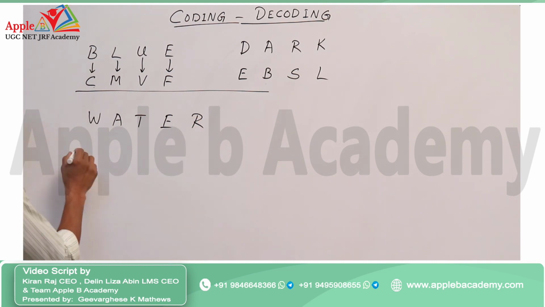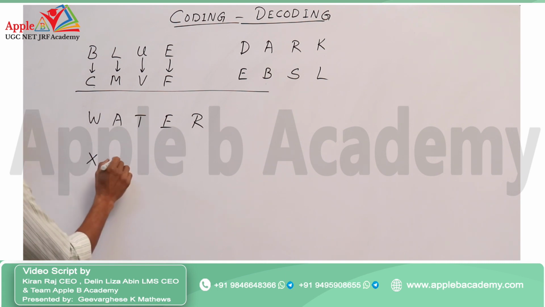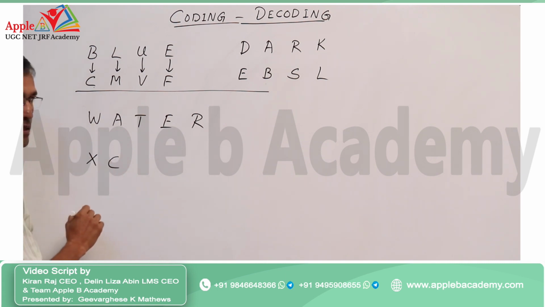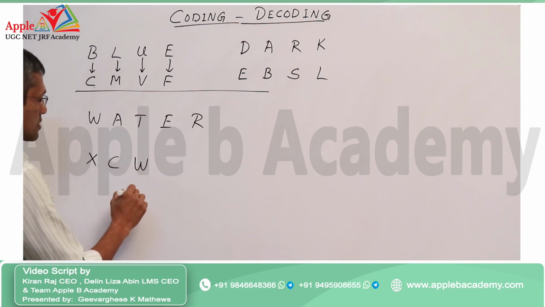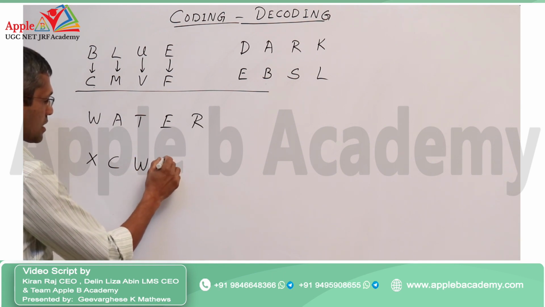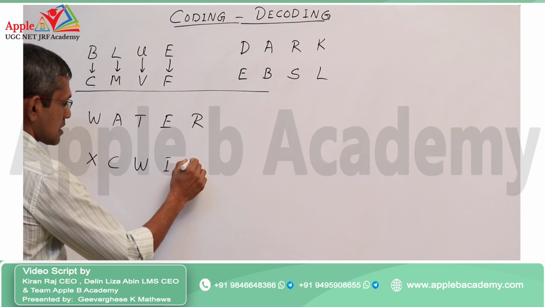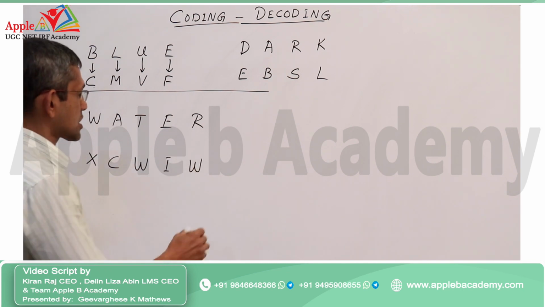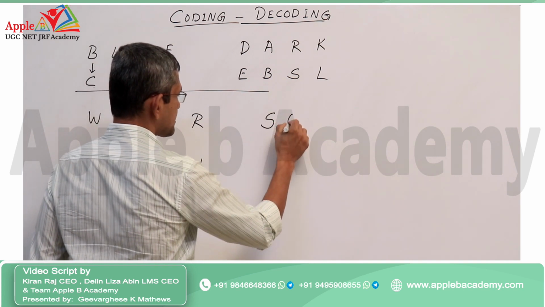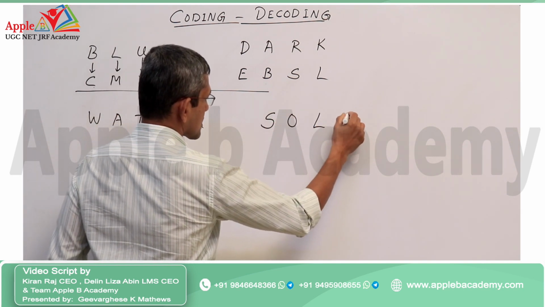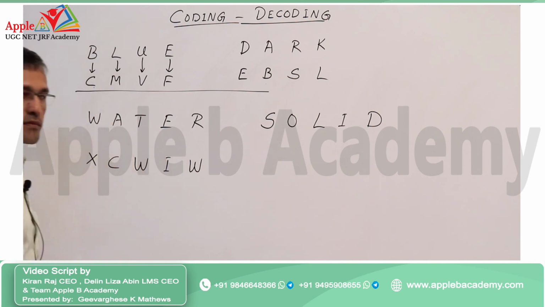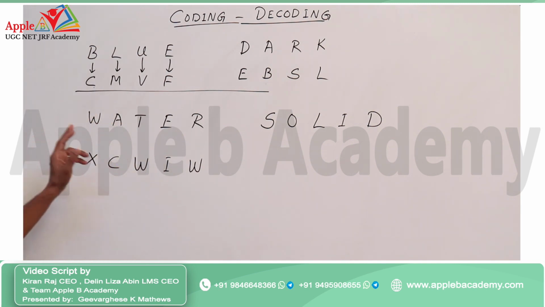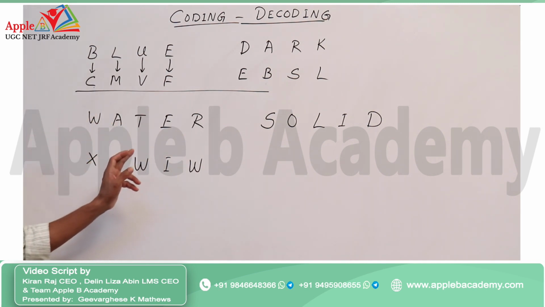Water is coded as X, C, W, I and W. So if that's the case, what is the code for solid? So water is coded as X, C, W, I and W. So what's the pattern here?